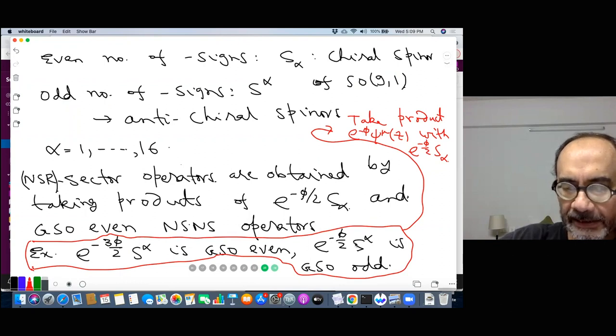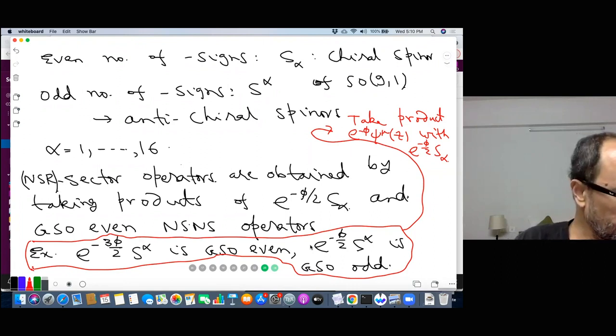To get this, you are changing the chirality but not the phi charge. You have to do the product of this with psi mu. But psi mu is GSO odd. And that's why when you take the product of this with psi mu to get e to the minus phi by 2 S alpha, you get a GSO odd state. So by following these rules, you can figure out which states are GSO even and which states are GSO odd. Are there questions?